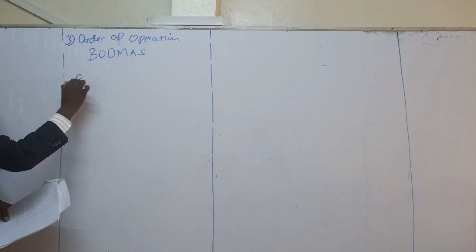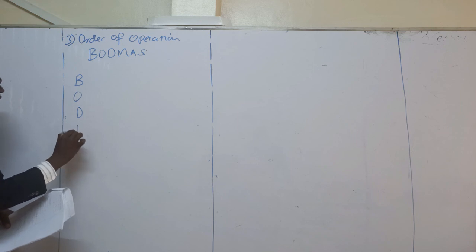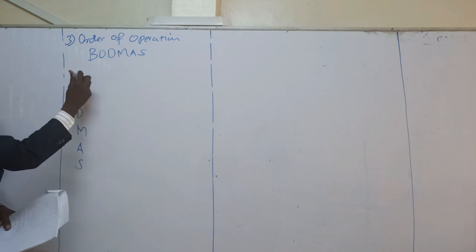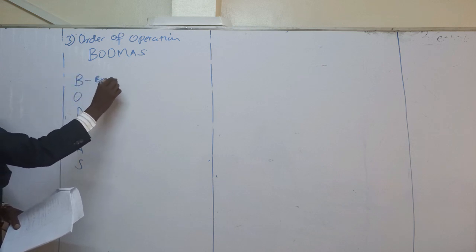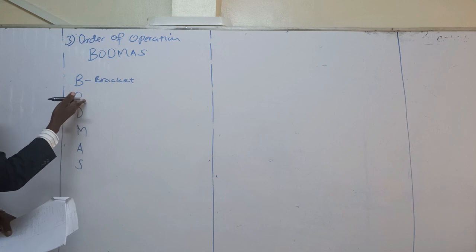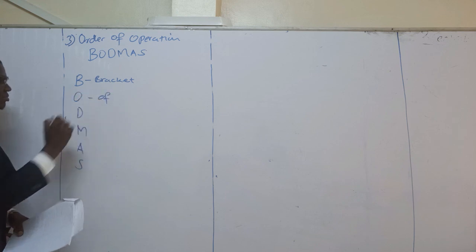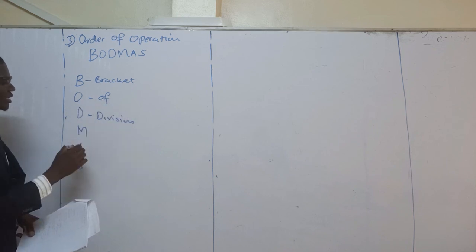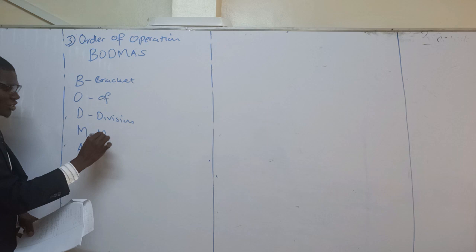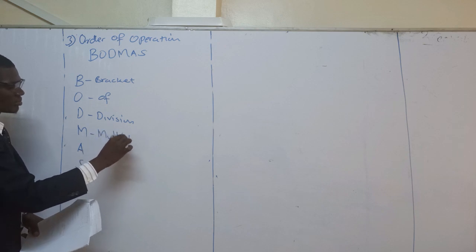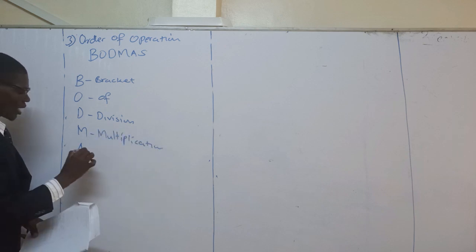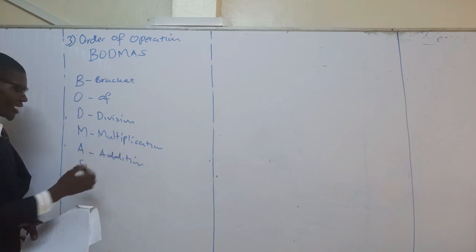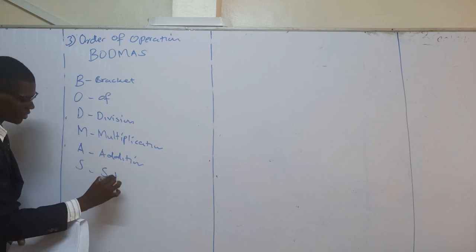BODMAS simply means: B means bracket, O means of, D means division, M means multiplication, A means addition, and lastly S means subtraction.